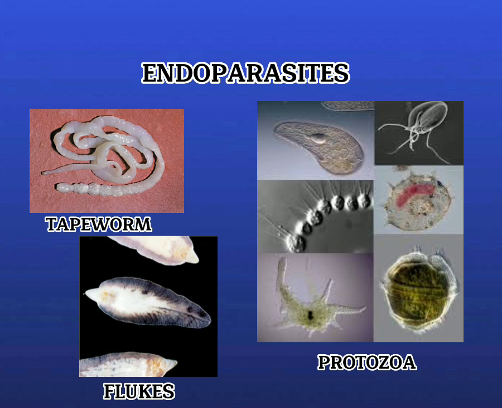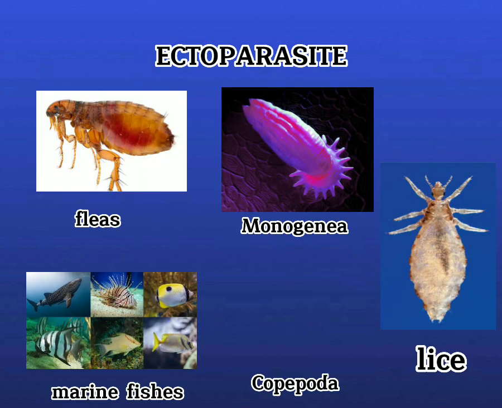Endoparasites are parasites that live in the tissues and organs of their host, such as tapeworms, flukes, and protozoans of vertebrates. Ectoparasites are parasites that live on the external surface of hosts. For example, fleas and lice of various terrestrial vertebrates, and monogenea and copepoda of freshwater and marine fishes.